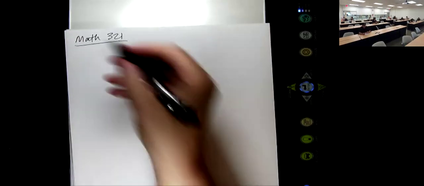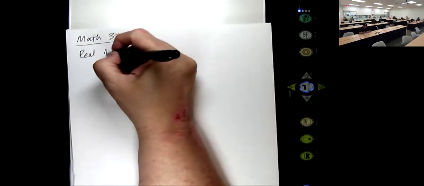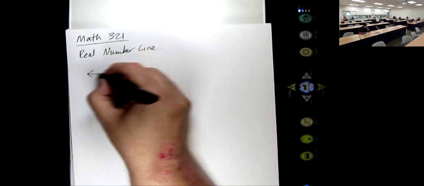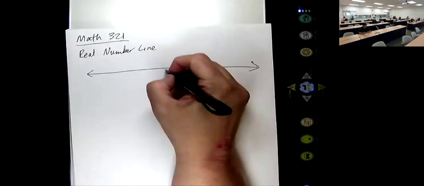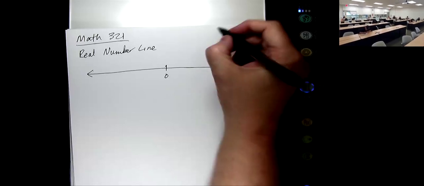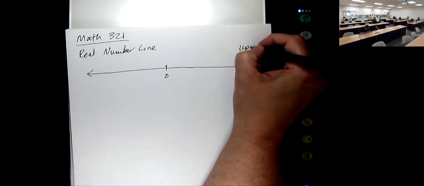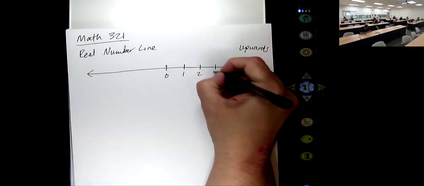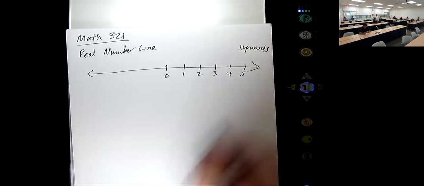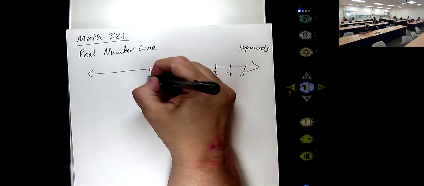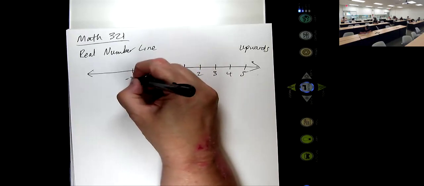We're gonna start off with the real number line. Make a line, put 0 in the middle. We count upwards to the right: 1, 2, 3, 4, 5, and keep them going. When we go to the left, we have the same thing, but they are now negative numbers.